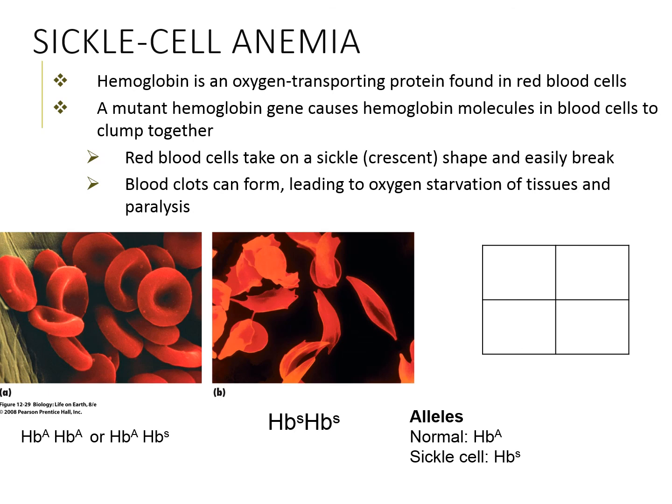Red blood cells take on a sickle or crescent shape and easily break, especially when they get into the tighter parts of the body, such as the capillaries in the joints. They can clog up those little spaces. Blood clots can form, leading to oxygen starvation of tissues and even paralysis and even death.